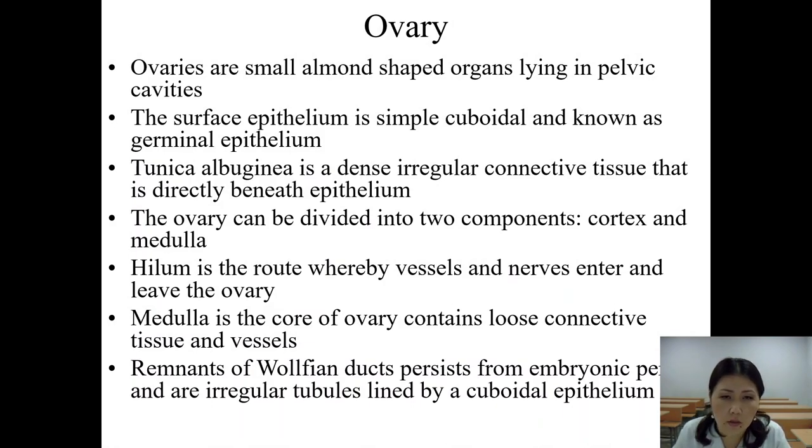Ovary. Ovaries are small almond-shaped organs lying in the pelvic cavities. The surface epithelium is simple cuboidal and known as germinal epithelium. The tunica albuginea is the dense irregular connective tissue directly beneath the epithelium. The ovary can be divided into 2 components, cortex and medulla. The hilum is the route whereby vessels and nerves enter and leave the ovary. The medulla is the core of the ovary and contains loose connective tissue and vessels. Remnants of Wolffian ducts persist from the embryonic period and are irregular tubules lined by a cuboidal epithelium.